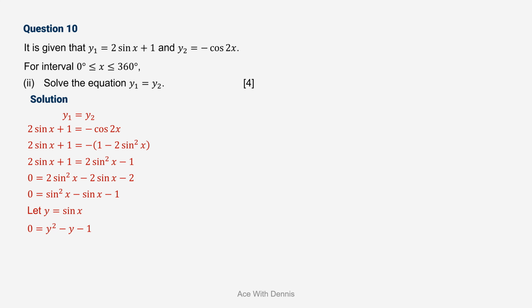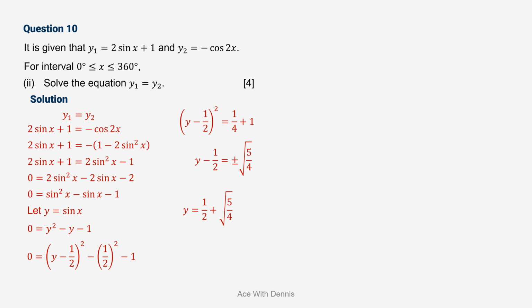This equation cannot be factorized, so you can solve it either using the formula method or the completing the square method. I will use the completing the square method. So it becomes 0 equals bracket y minus half squared, minus half squared, minus 1. Then y minus half squared equals a quarter plus 1, which gives y minus half equals plus minus square root of 5 over 4. So y equals half plus square root of 5 over 4, or y equals half minus square root of 5 over 4. Then substitute back y to be sin x.